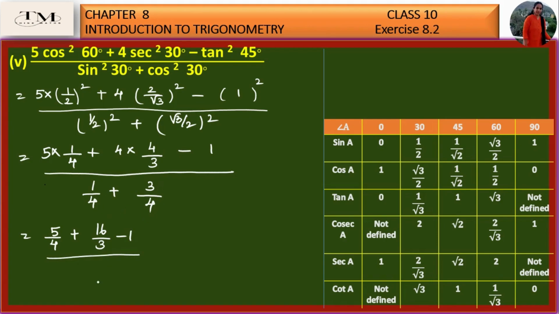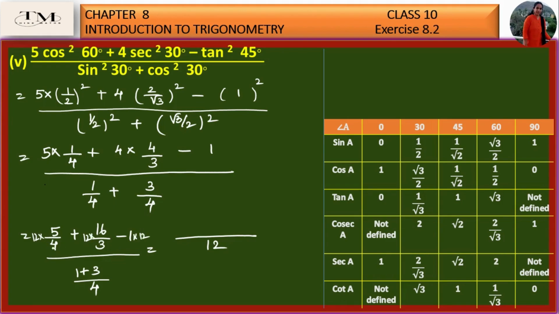So if we have 4 as LCM, in the numerator it is 1 plus 3. So 1 plus 3 is 4, 4 by 4 is 1. So there is no calculation in the denominator. So you can write it as, now here 4 into 3 is the LCM. So take 12 as LCM. 4 into 3, 12. Now multiply by 12 throughout.